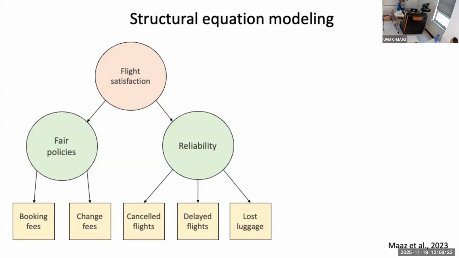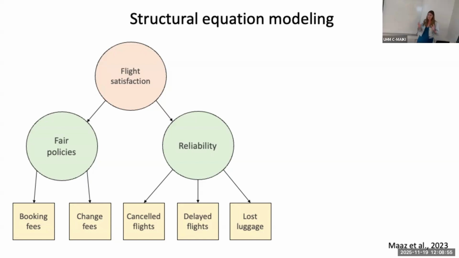So let's say most of us have flown in a plane before. We may think about overall flight satisfaction. How do you measure overall flight satisfaction? Well, you may break it up into two different components. Maybe it's the fairness of the policies. We've all thought about the policies and how fair they are from airline to airline. And maybe the reliability. Maybe those are two important concepts that you want to try to measure that make up flight satisfaction.